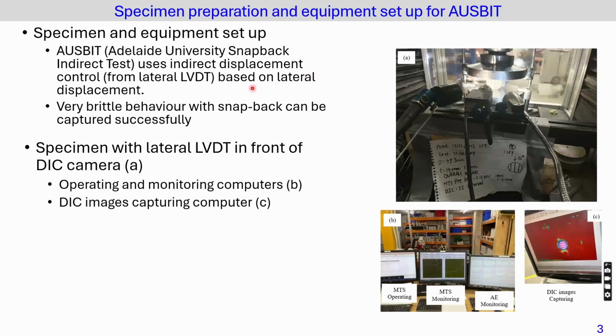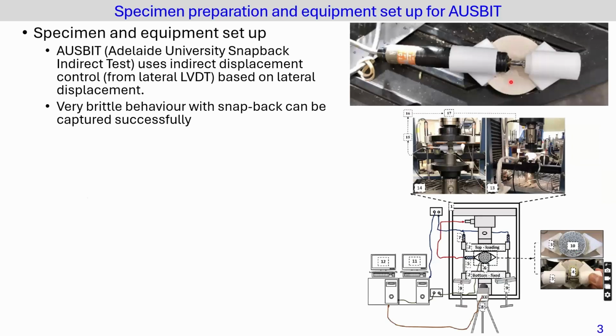Therefore, based on the conventional Brazilian disc test, I will briefly introduce a new technique called AUSPID, which stands for Adelaide University Snapback Indirect Testing. For this test, we add a lateral displacement control, so that this LVDT provides a lateral restriction for controlling the lateral deformation. With the specimen setting, we have a DIC camera, which can capture the front surface, and we also put two holders to fix this lateral LVDT for the lateral control.